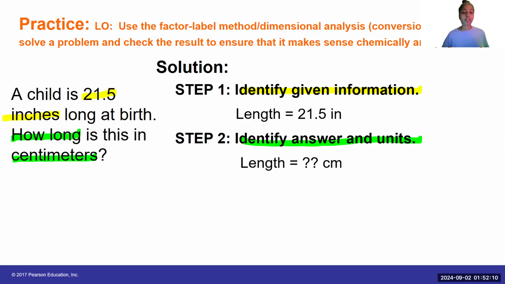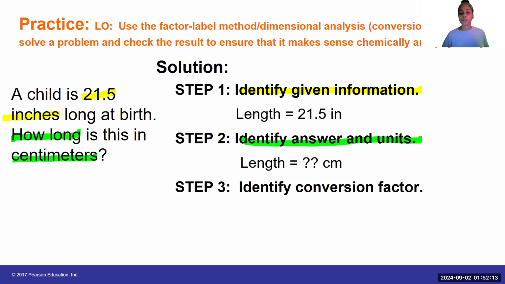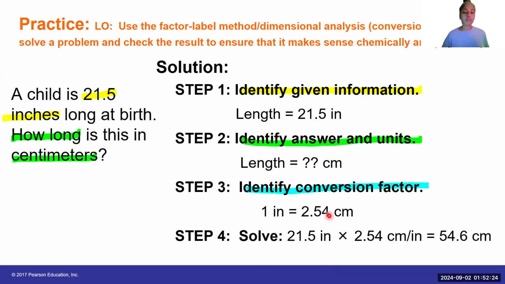Identify the conversion factor. Here, we know that 1 inch is equal to 2.54 centimeters. Now we're going to solve. You're always going to start with the given value. We were given 21.5 inches, and we're going to write our conversion so that our centimeters are in the numerator and our inches are in the denominator. So when we do the math, we're going to maintain the same number of significant figures as in our given value, and we're not going to use our conversion to help us determine our final answer.